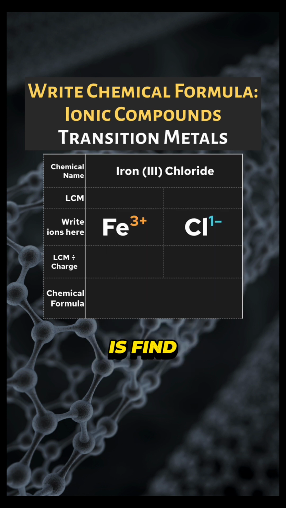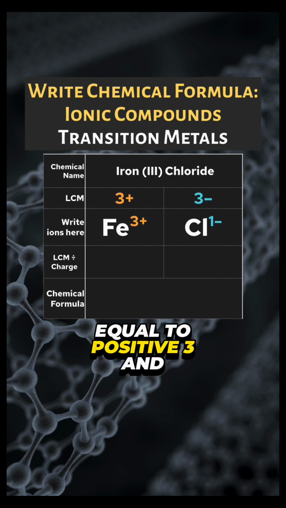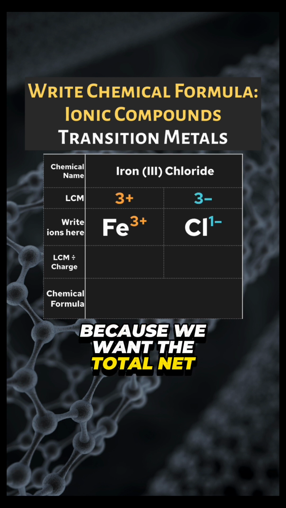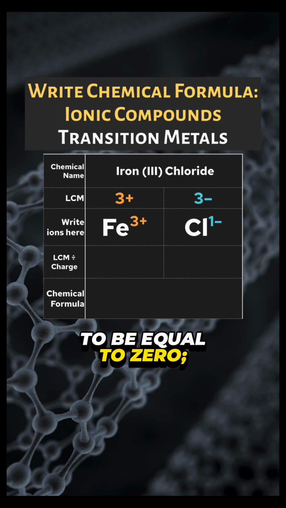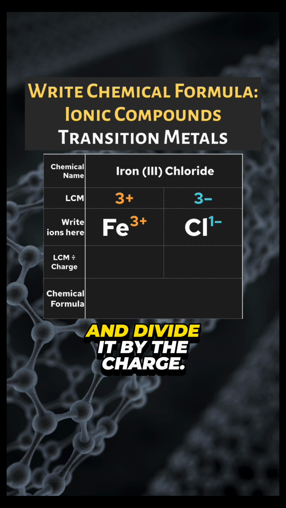The next thing we need to do is find the least common multiple of 3 and 1. Well, that should be easy. Other than 1, the answer has to be 3. We set the least common multiple equal to positive 3 and negative 3 because we want the total net charge to be equal to 0. Opposite but equal.